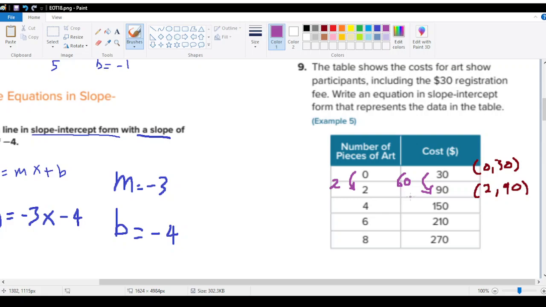Understood? So 60 divided by 2 still gives what? 30. So y equals mx plus b. y equals 30x. What is the value of b? The b is 30. That's correct.